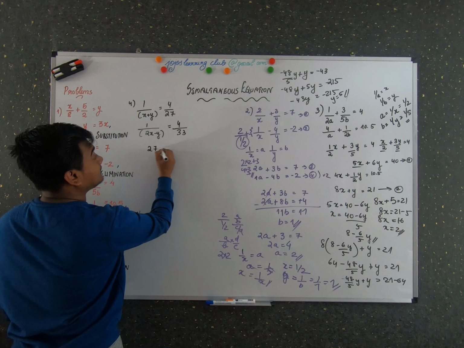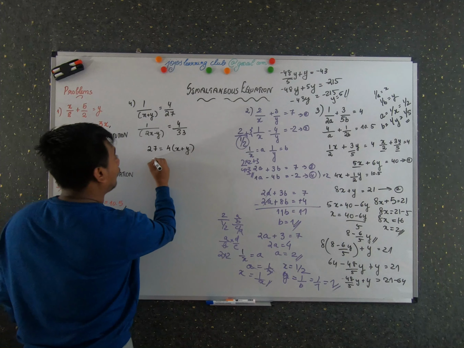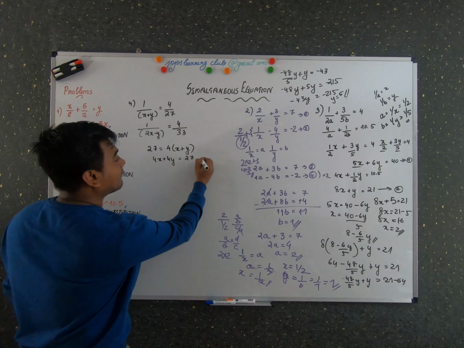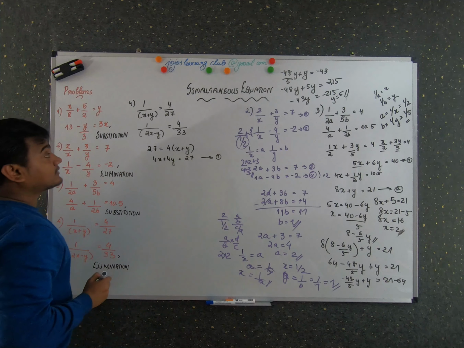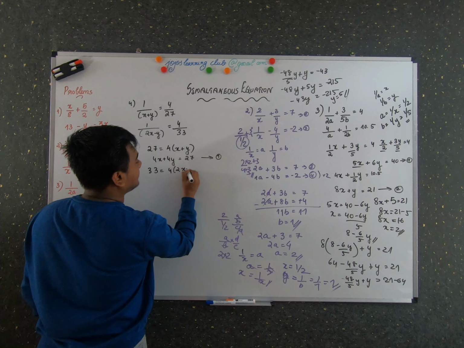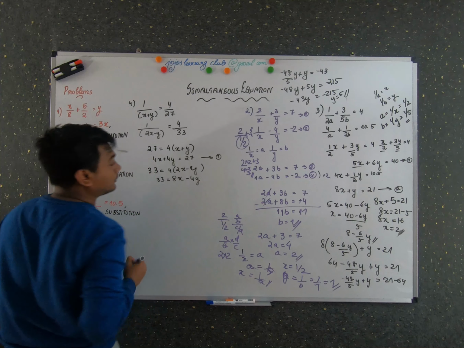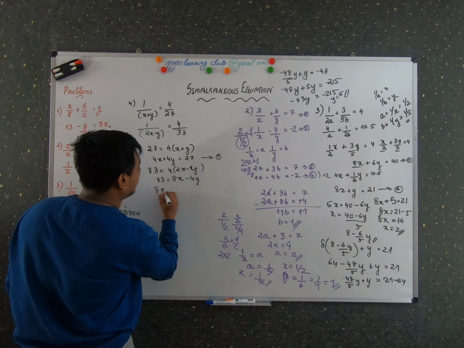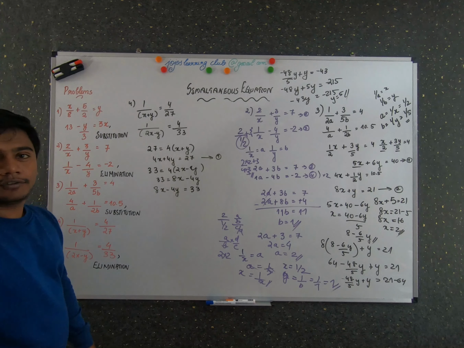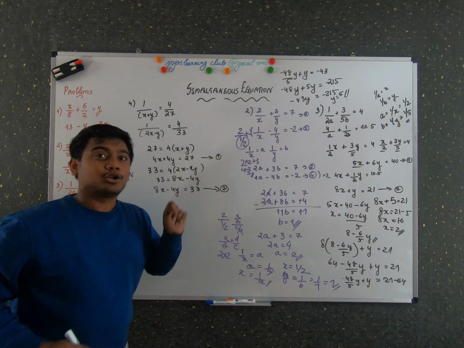So what happens? 27 is equal to 4 into (x + y). So 4x + 4y is equal to 27. This is my first equation. What is my next equation? 33 is equal to 4 into (2x - y). So 33 is equal to 8x - 4y. Now I'm going to write it in a similar way: 8x - 4y is equal to 33. This is my second equation.